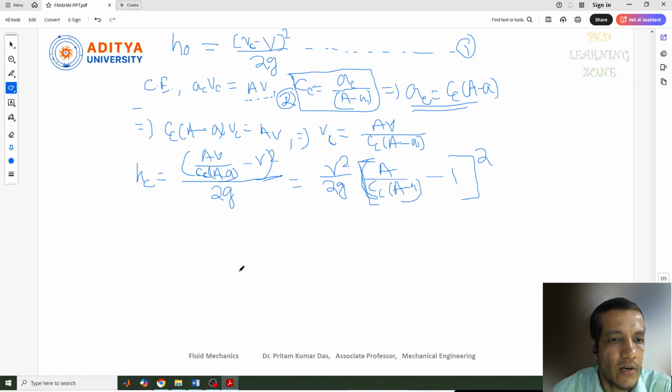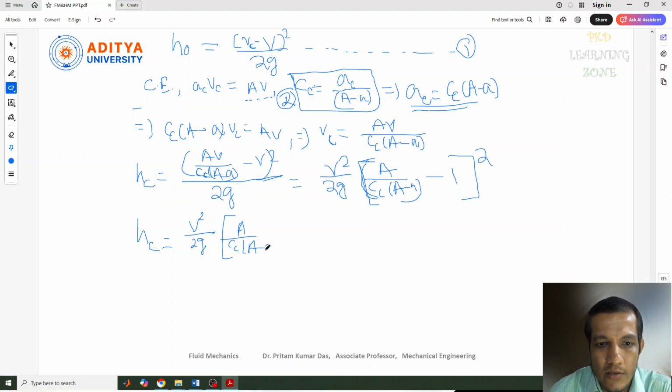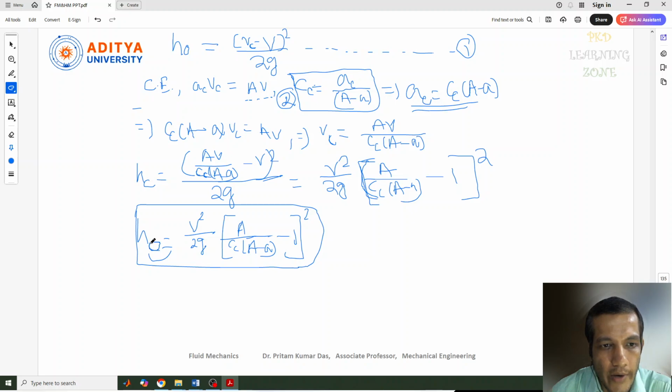Now finally what we got: the head loss due to the obstruction in the pipe, HC equals V square by 2G, whole bracket, capital A by CC (A minus small a), minus 1, bracket close, square. So this is the final answer of the head loss due to the obstruction. Here we can give O, head loss due to the obstruction.